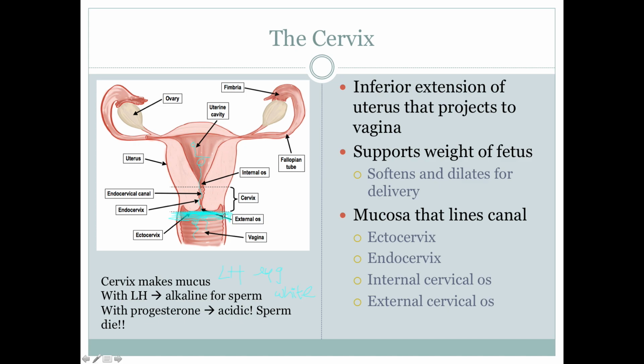Cervical mucus is really important. Whenever it thins, sperm has the ability to get through there. But you need LH to make this less acidic. You need to raise the pH.